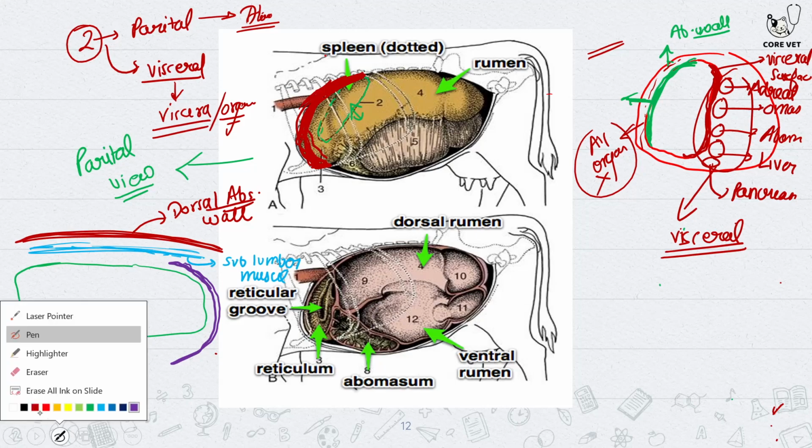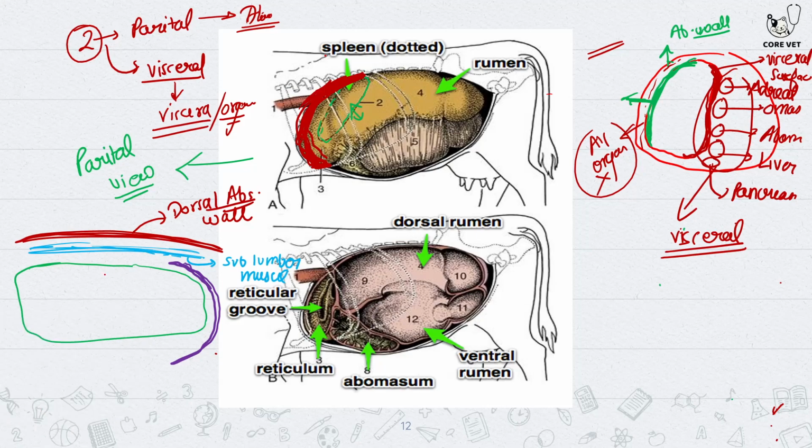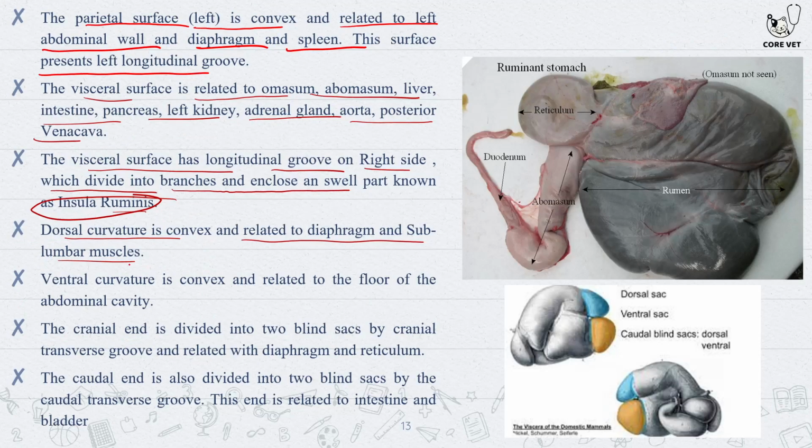So what are we concerned with? We are concerned with the dorsal curvature, which is this. This is the dorsal surface. It is convex, which is related to the sublumbar muscle and also related with the diaphragm. That is what it signifies, right? So the dorsal curvature is convex, related to the diaphragm and the sublumbar muscle.